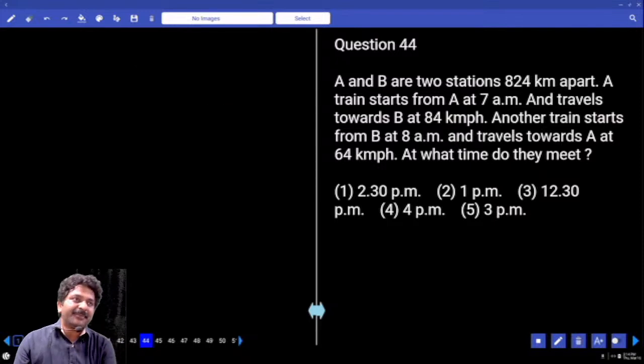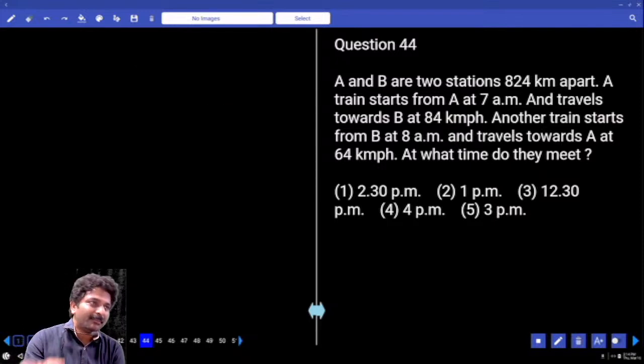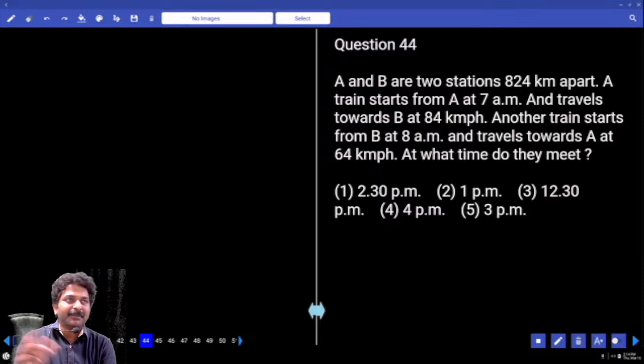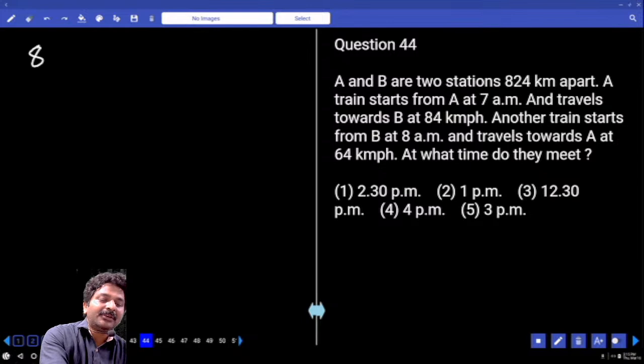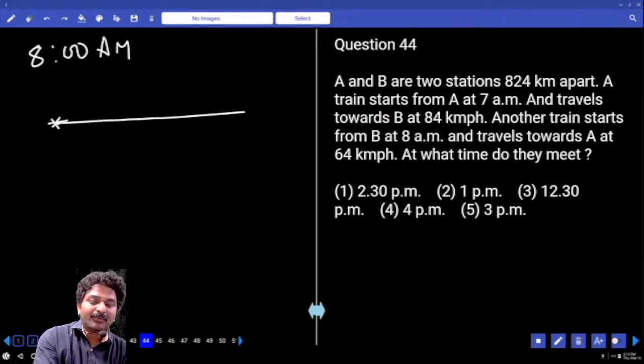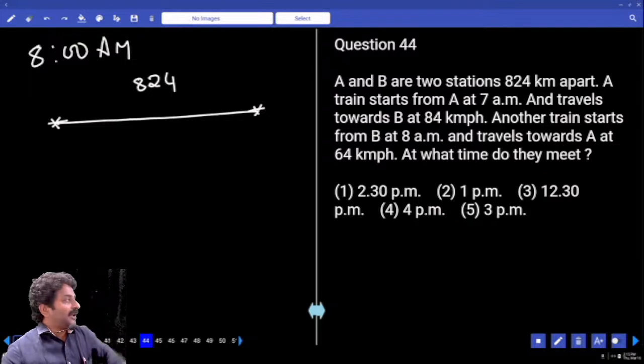See, for these types of questions where you have two cars or two trains starting from two different places at two different timings, we need to take the position of both the trains at the starting time of the second one. First one started at 7 a.m. Second one started at 8 a.m. So now you need to take the position at 8 a.m. What is the initial distance here? 824.